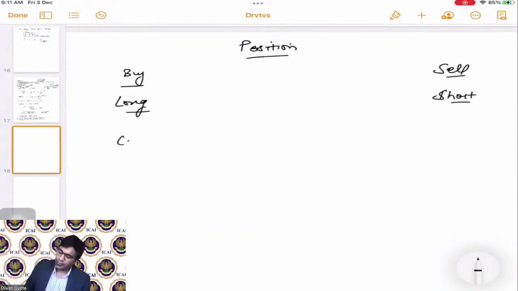Okay. Then we also studied cash market, also called spot market.